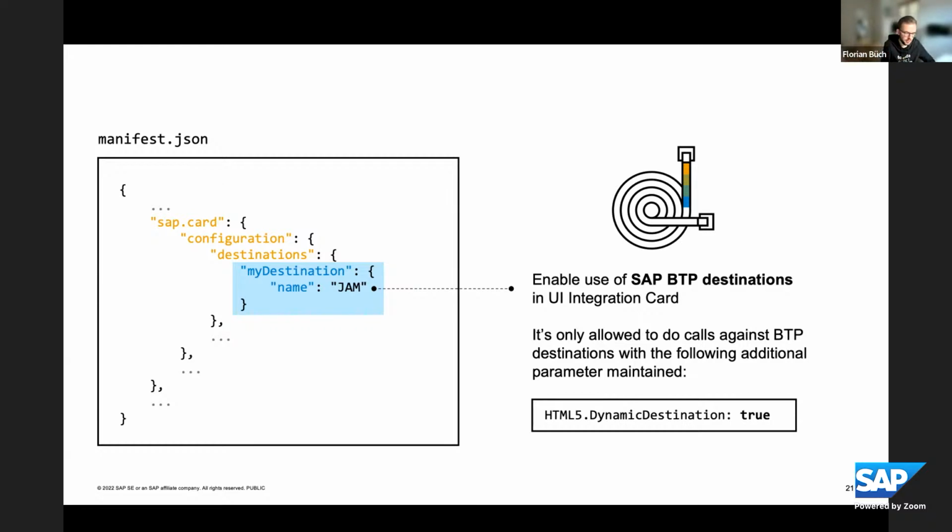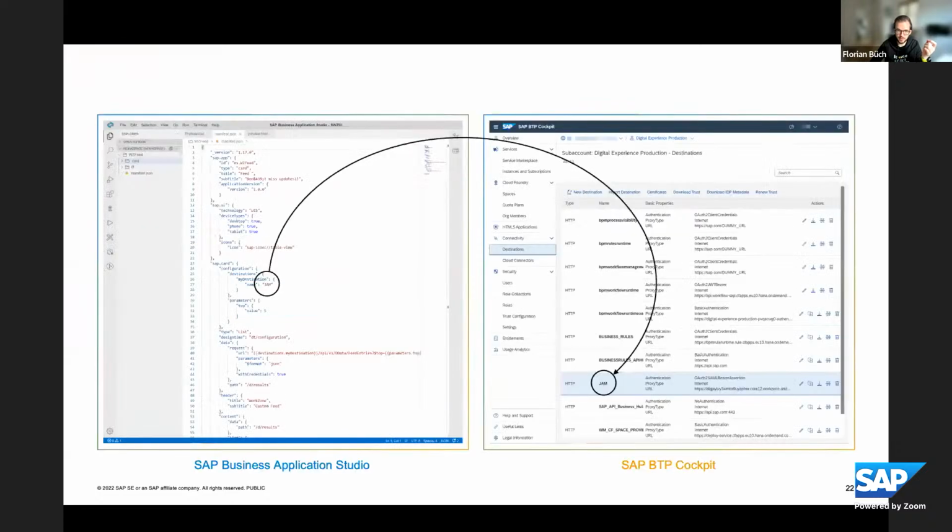So you don't have to deal with how you securely connect based on, for instance, an OAuth 2 connection to a backend. The destination will of course take care of that for you. And all you need to do in developing the card and when using it in Workzone is tell the card and Workzone to use this destination, and then everything else is handled via that. So this is very powerful, and you can see this also depicted here in a real example.